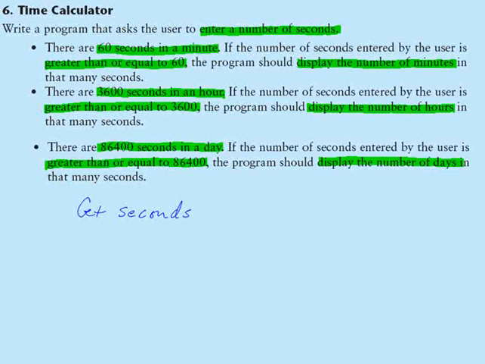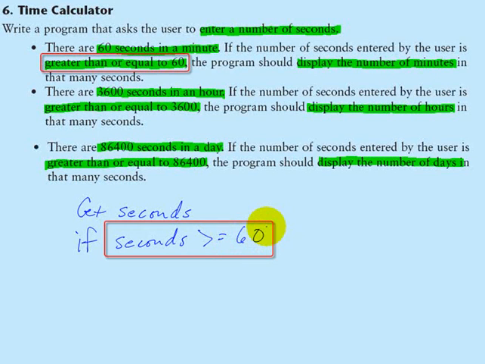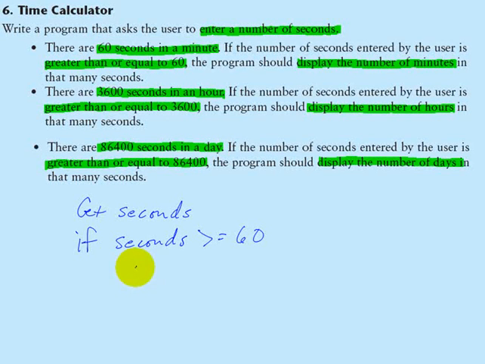Once we've got the seconds, then we need to determine if this number of seconds is greater than or equal to 60. So we'll have an if statement, and once again I'm writing pseudocode. This is not actual Java code, so I'm just going to say if seconds greater than or equal to 60. And if that's true, we want to do a couple of things.